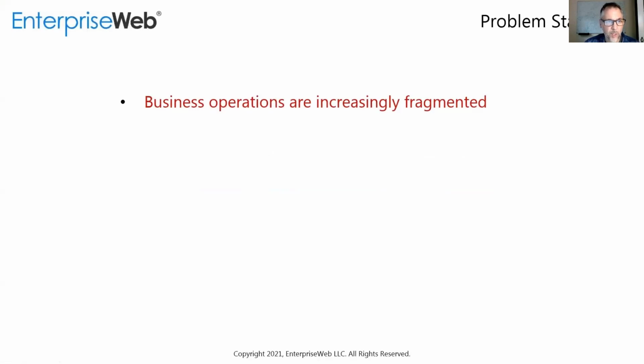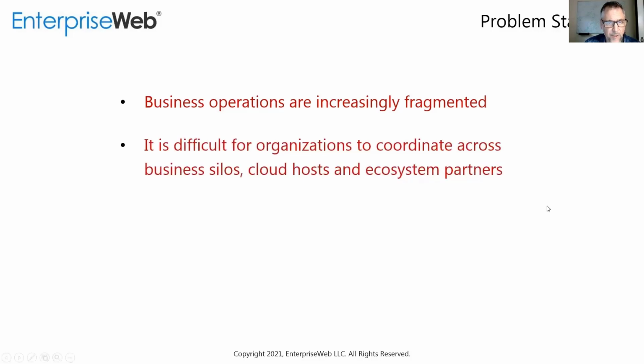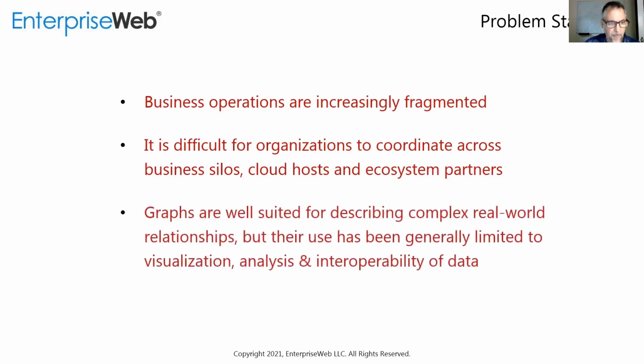So the problem statement we're going to address today might be a little bit different than some of the other talks at CDW. We're going to focus today on business operations. And I think it's fair to say that today, the world is increasingly dynamic, distributed, and diverse. Business operations are increasingly fragmented. It's difficult for businesses and organizations to coordinate across business silos, cloud hosts, and ecosystem partners. I don't think these are news flashes for anybody. I think this is a general experience.